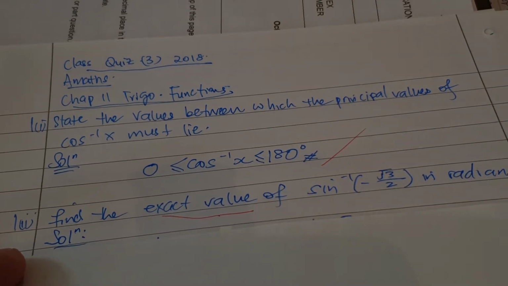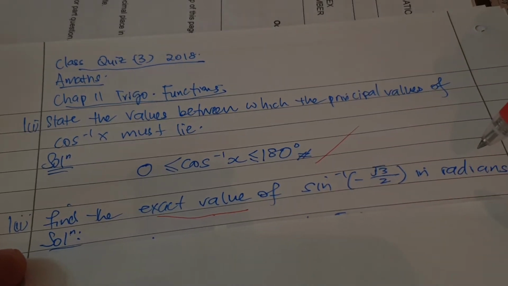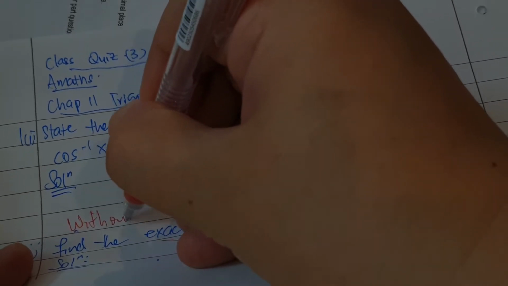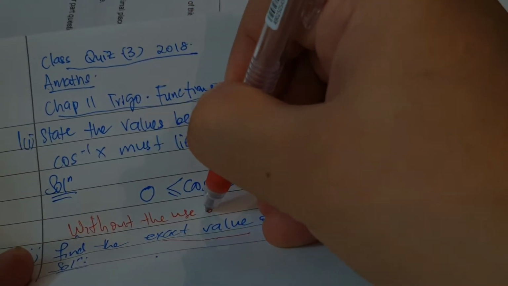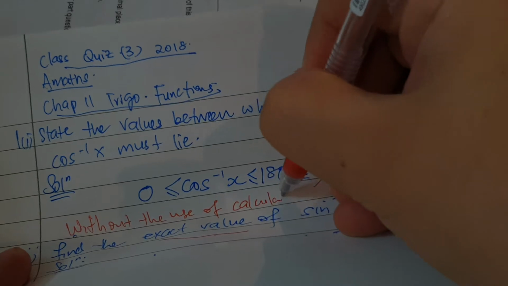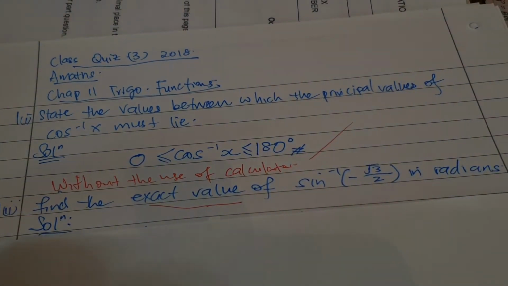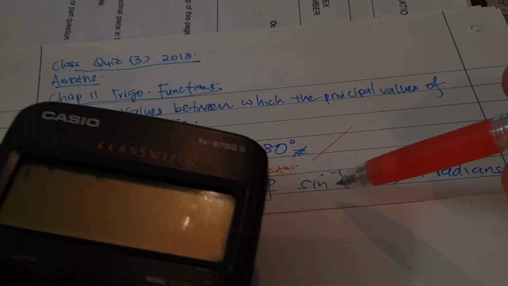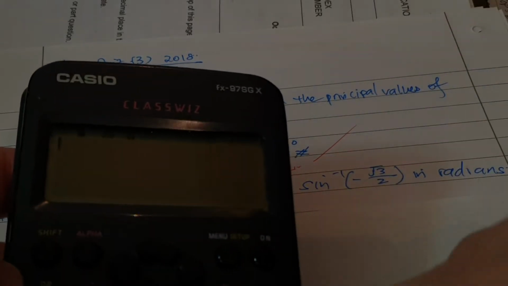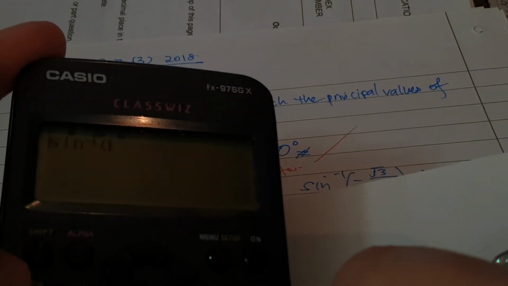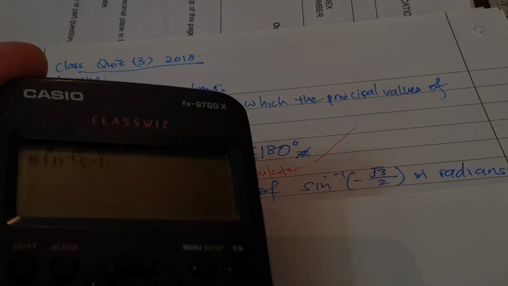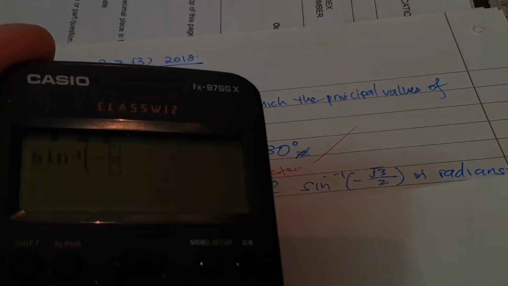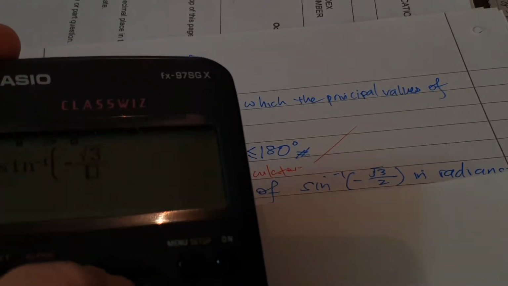Actually, all these questions will always say without the use of calculator. Now, does it mean that you cannot use the calculator? Of course not. You should use the calculator to help you get the answer or to check your answer. So how do you use the calculator? Very easy. You just press sine inverse of minus square root 3 over 2.